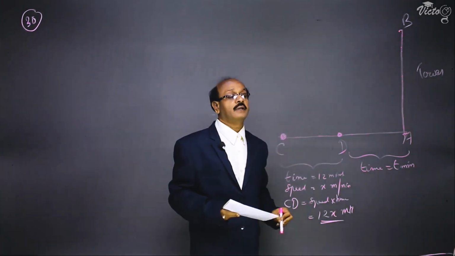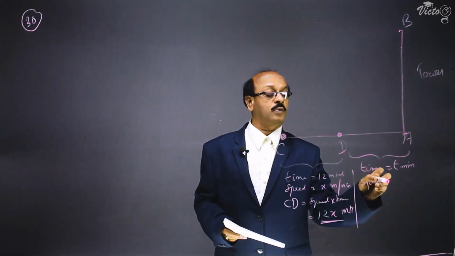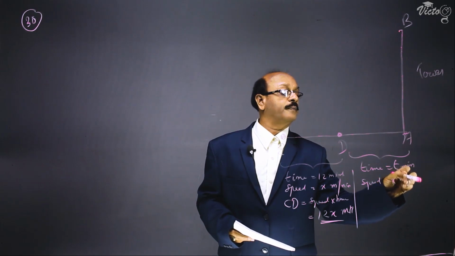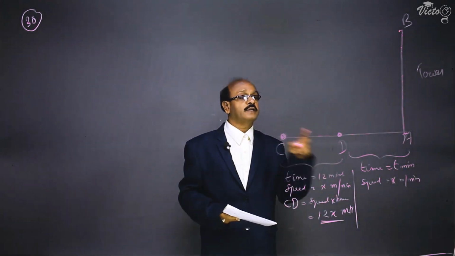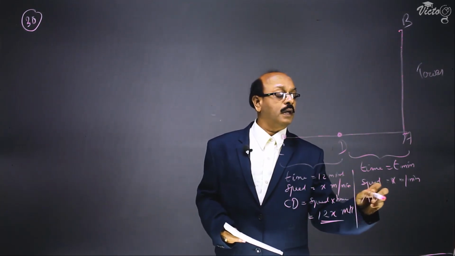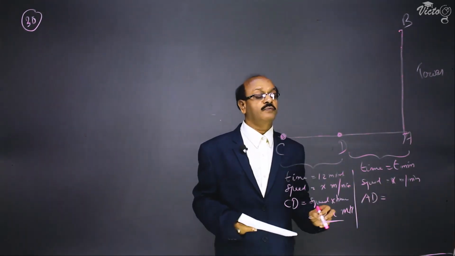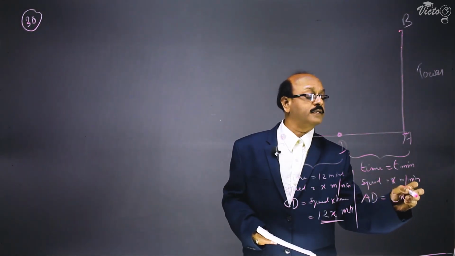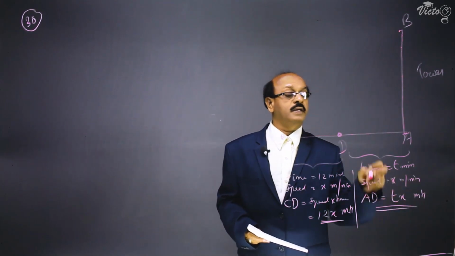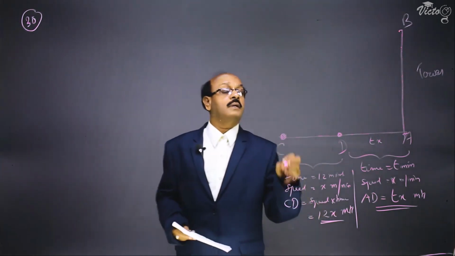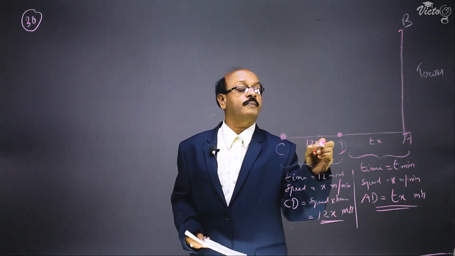Time is t minutes and the speed is also x meters per minute. So the distance or length AD is equal to speed into time, which is equal to t into x, tx meters. AD is equal to tx. This length is equal to tx and this length CD is equal to 12x.